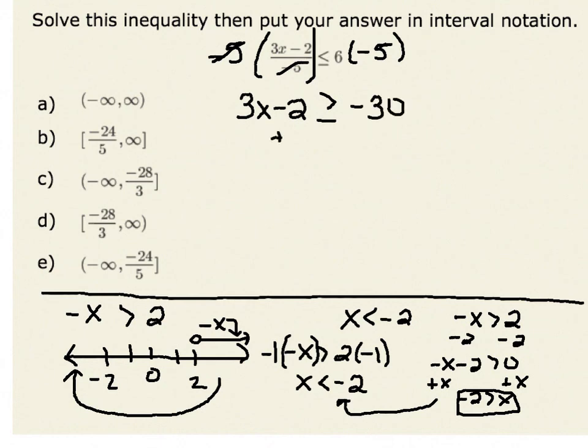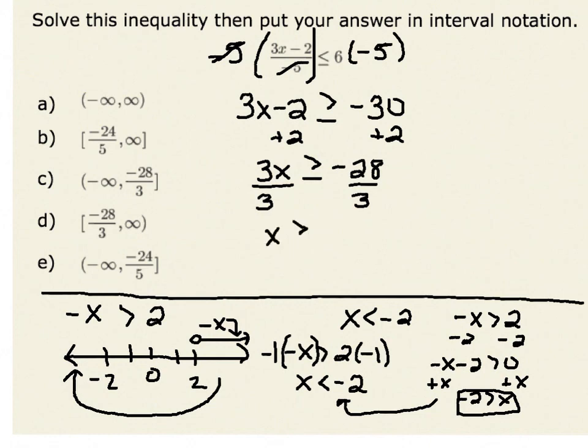Now I can add 2 to both sides, and I would have 3x is greater than or equal to negative 30 plus 2, which is negative 28. Finally, I'm going to divide both sides of my inequality by 3, resulting in the statement that x has to be any number greater than or equal to negative 28 thirds. Negative 28 thirds is equivalent to negative 9 1/3.